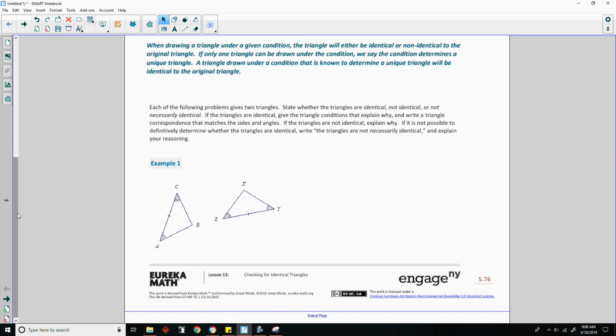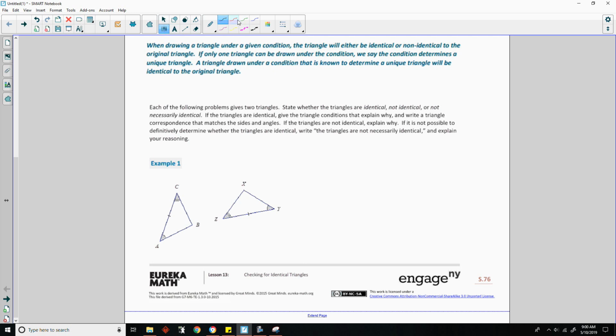Moving on, each of the following problems gives two triangles. State whether the triangles are identical, not identical, or not necessarily identical. If the triangles are identical, give the triangle conditions that explain why, and write a triangle correspondence that matches the sides and angles. If the triangles are not identical, explain why. If it is not possible to definitely determine whether the triangles are identical, write the triangles are not necessarily identical and explain your reasoning.